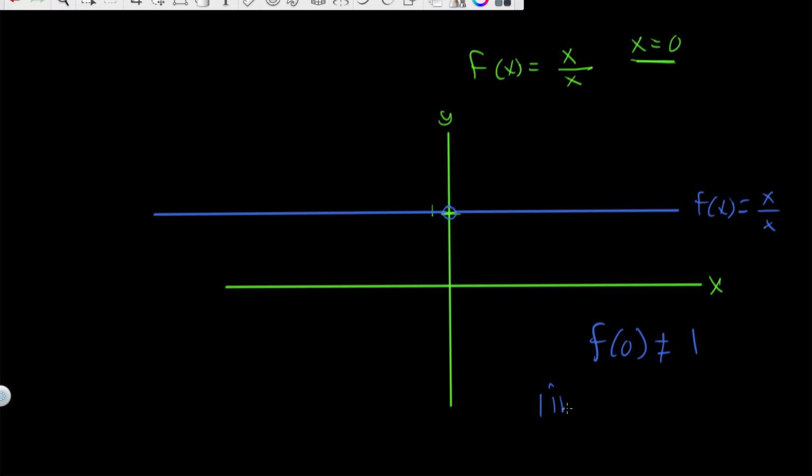However, the limit as x goes to 0 of f of x, which is x over x, is equal to 1. Again, we defined the function's behavior at the point where it was not defined by using limits. We said as x approaches 0, it is equal to 1.